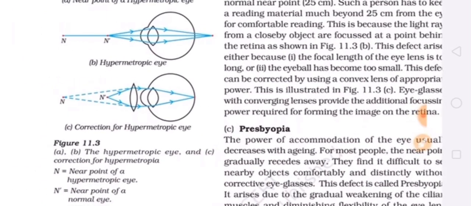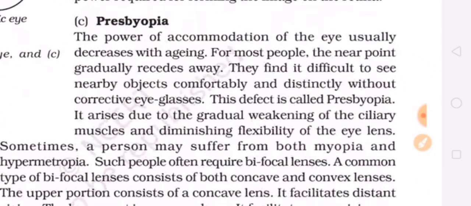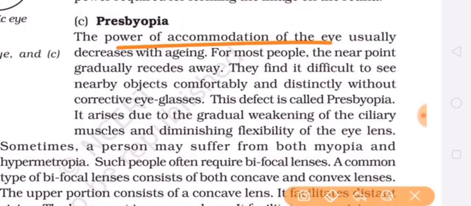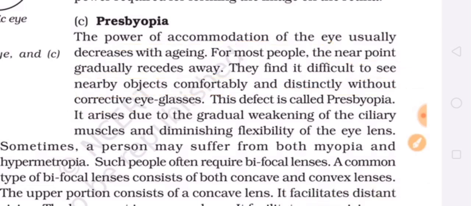Now the next type of defect we will see, that is presbyopia. My dear students, presbyopia is mainly the old age defect. It means the power of accommodation of the eye usually decreases with aging. Power of accommodation means the ability to adjust the focal length of the eye lens, and that decreases in old age. And for most people the near point gradually recedes away. It means it is old age hypermetropia, and they find it difficult to see nearby objects comfortably and distinctly without correcting eye lens. So this defect is called presbyopia.